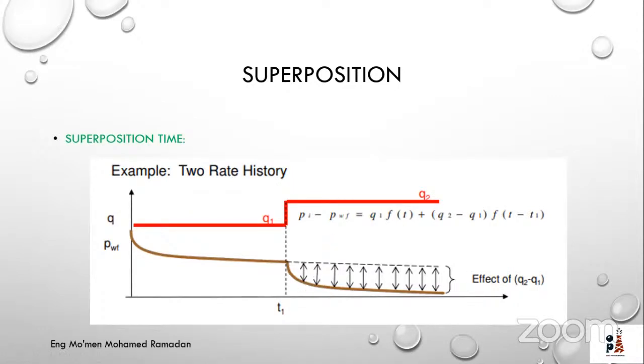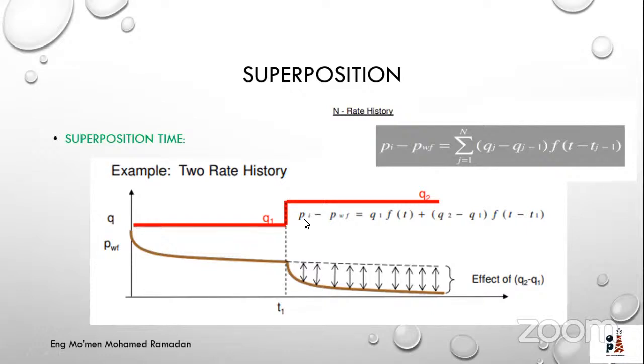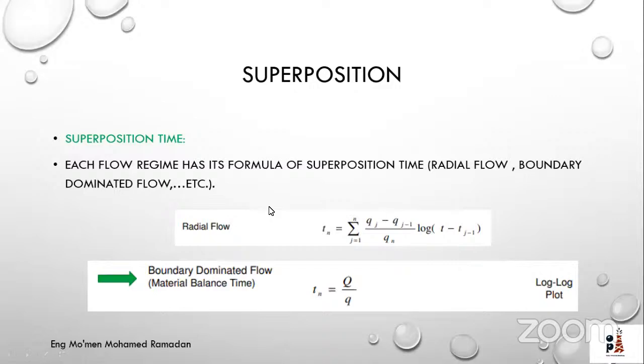So if we write the equation, Pi, which is the initial pressure of your reservoir, minus Pwf, equals Q1 multiplied by a function of t, plus Q2 minus Q1 multiplied by a function of t minus t1. This function here is a superposition time. Each flow regime has its formula of superposition time. We have the radial flow and boundary dominated flow, for example. Each one of them has its formula for the superposition time.